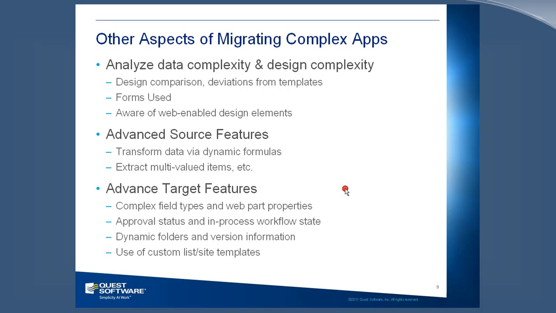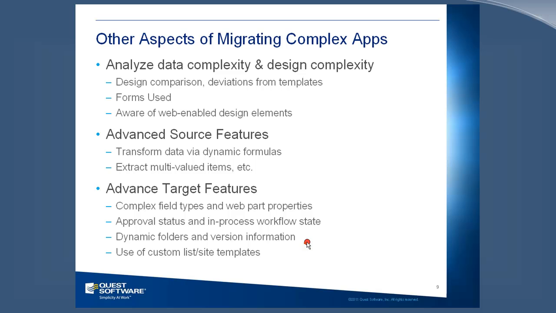And then on the target side, we've talked a lot over the last few weeks about dealing with complex field types. And next week we'll talk about web part pages and how we can do web part properties. We can migrate approval status and the state of an in-progress workflow. And we can really help you restructure your data as you migrate things by automatically creating things and putting them in folders and subfolders, or putting them in document sets, where we can reorganize all your documents and attachments into document sets.